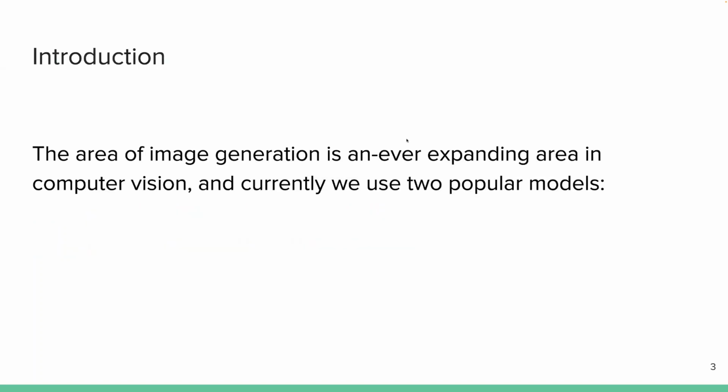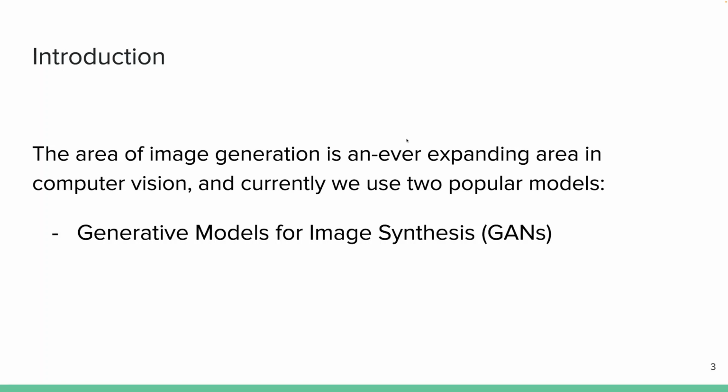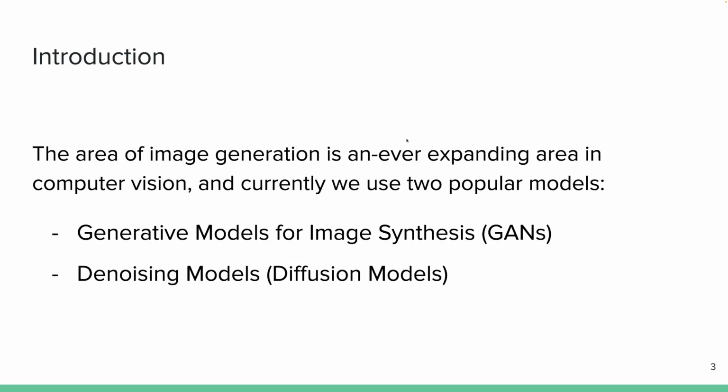To give an introduction, the area of image generation in computer vision has been growing a lot. And right now we have two main models that we use for these tasks. The first one is GANs, otherwise known as generative models for image synthesis. And the next one is denoising models, otherwise known as diffusion models. So diffusion models are the more popular version for generating images because they're able to generate very high fidelity images, and they can also achieve a lot better variance than a generative model can. However, despite these benefits, it has one major flaw.